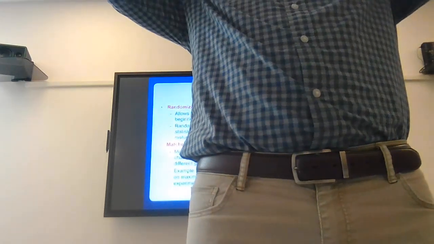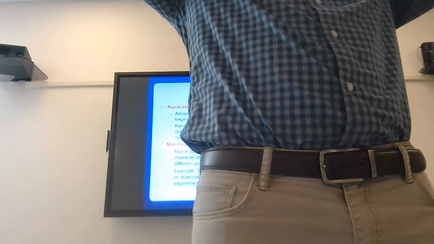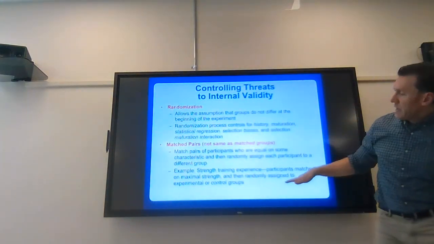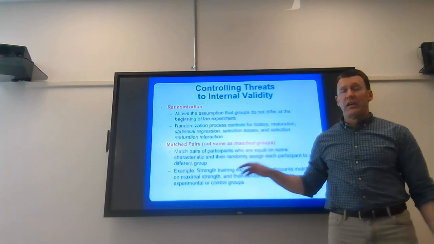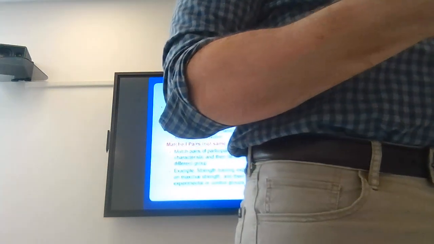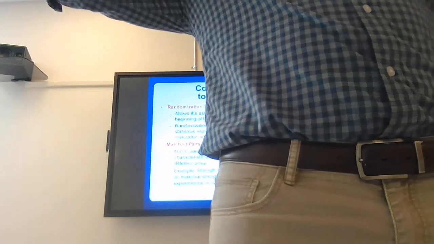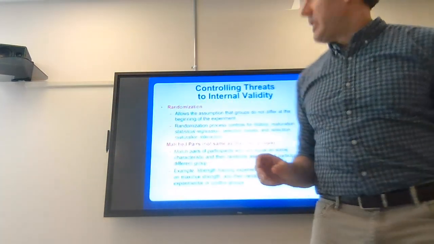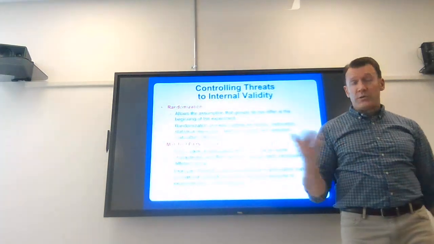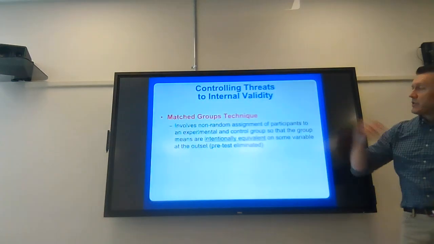And then you take the pairs, and you assign 1 person to the experimental and 1 person to the control. So you match them, and then after they're matched, you randomly assign to either one group or the other. I've used this before with squat studies where you have a bunch of people and you just take them similar in strength, and then you randomly assign to one treatment or the other. And that works really well, because then you know that the groups are equal to begin with, and they're randomly assigned.